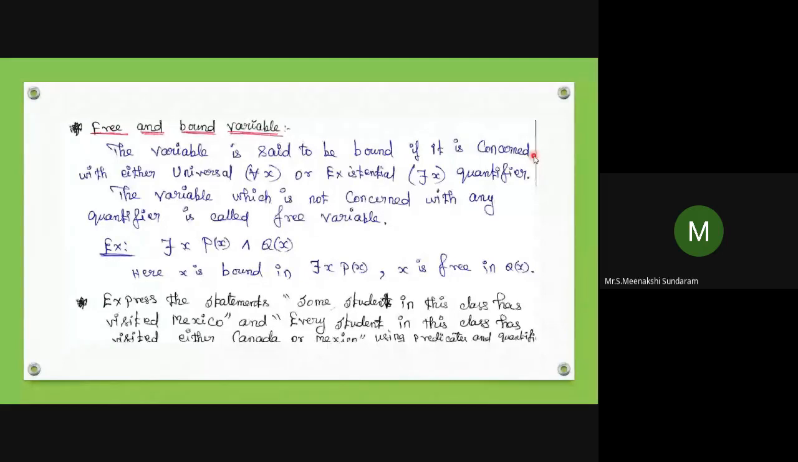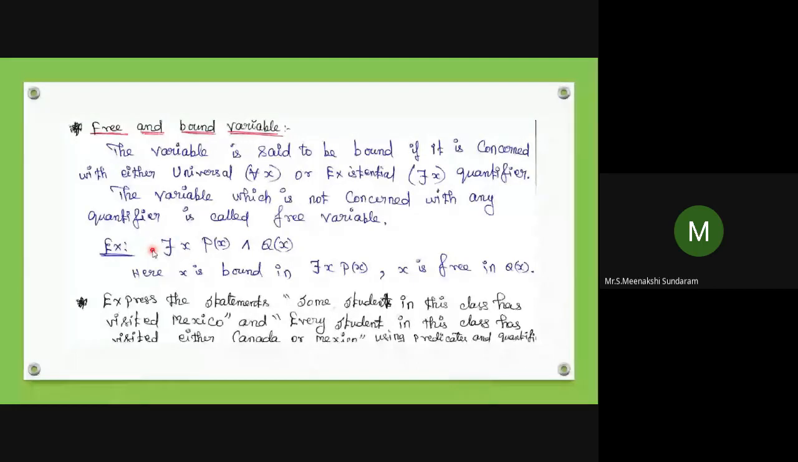A variable is said to be bound if it is concerned with either a universal or existential quantifier. Here we study only two, universal and existential. A variable which is not concerned with any quantifier is called a free variable. Normally we write the symbol like this; sometimes in question papers and on computers it is typed as the E symbol, a mirror image.